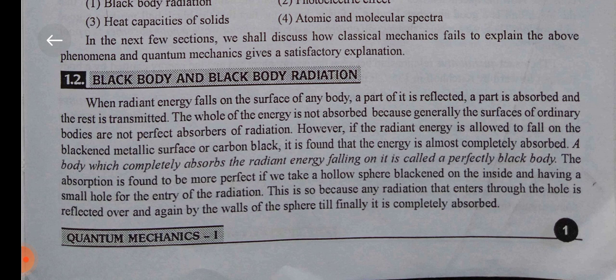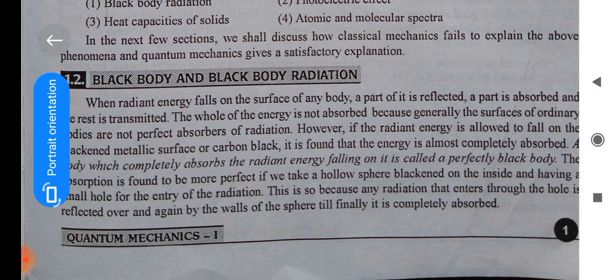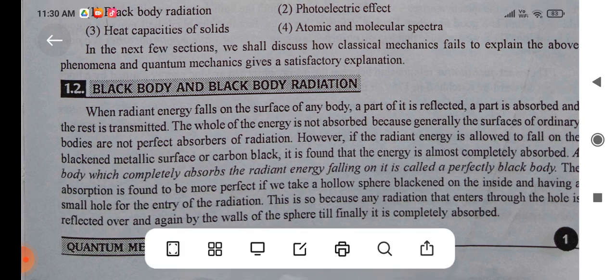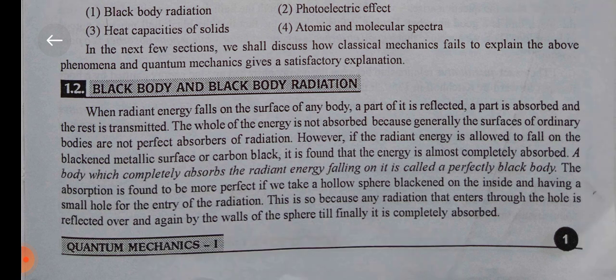When radiant energy falls on the surface of any body, a part of it is reflected, a part of it is absorbed, and the rest is transmitted. The whole of the energy is not absorbed because generally the surfaces of ordinary bodies are not perfect absorbers of radiation. However, if the radiant energy is allowed to fall on a blackened metallic surface or carbon black, it is found that the energy is almost completely absorbed. A body which completely absorbs the radiant energy falling on it is called a perfectly black body.